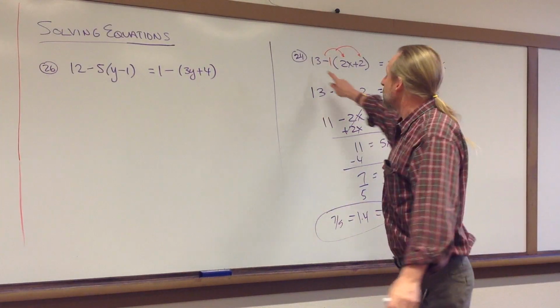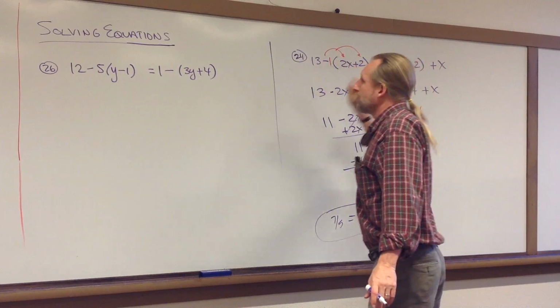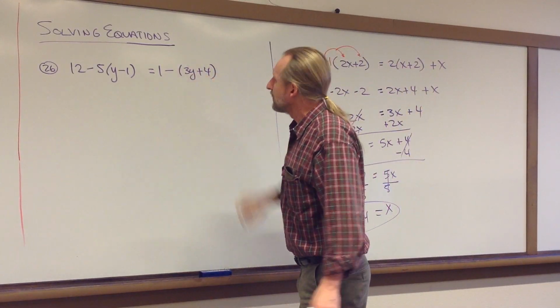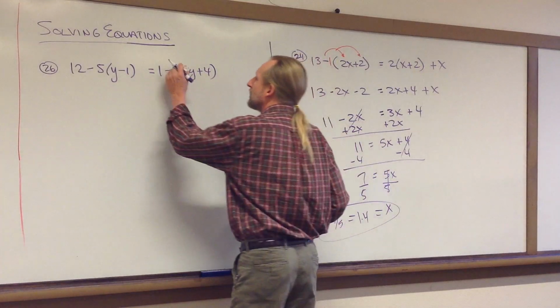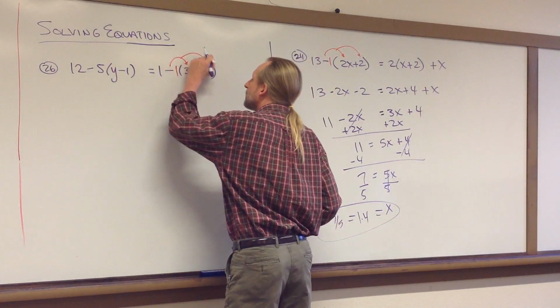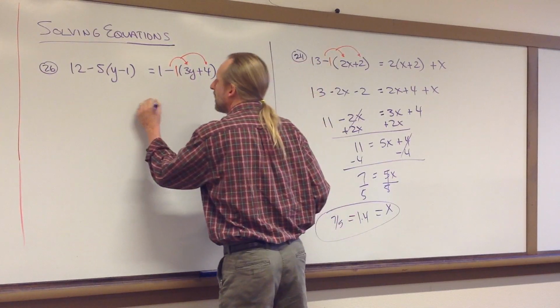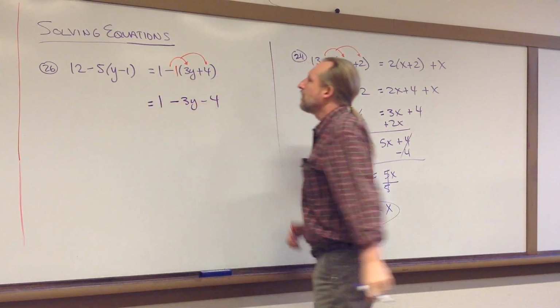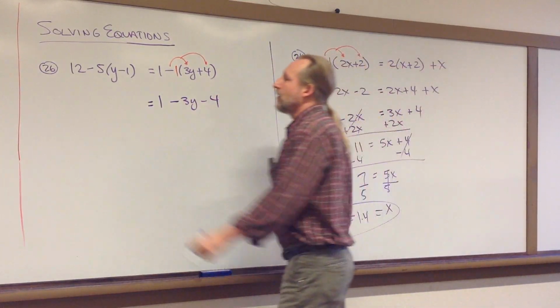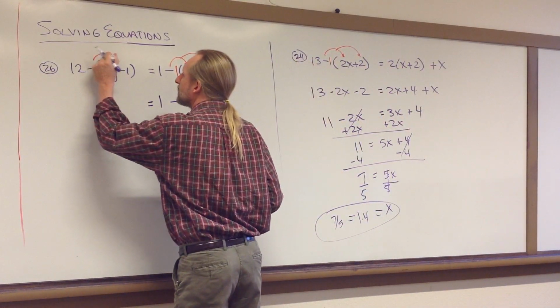So notice again, you've got this number minus a parentheses, 1 minus the parentheses, and so you can think of this as distributing a negative 1 or just distributing the negative sign, but in either case you'll get 1 minus 3y minus 4. And then over here we want to distribute this minus 5.